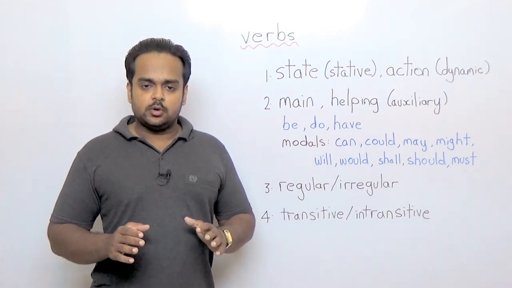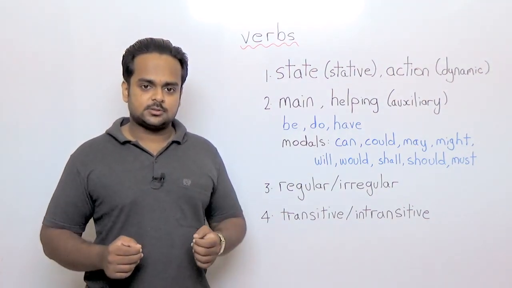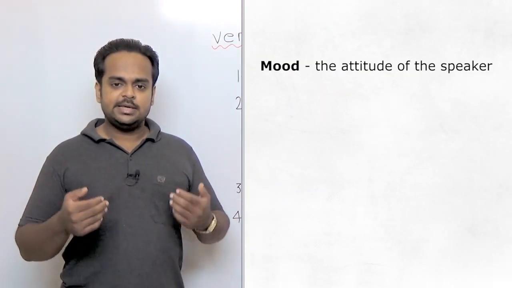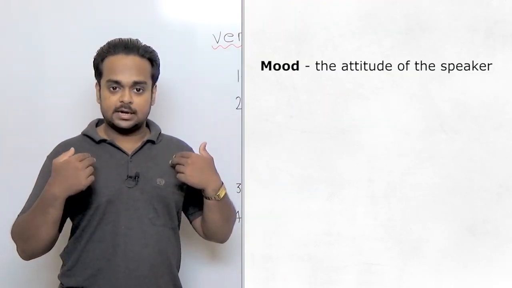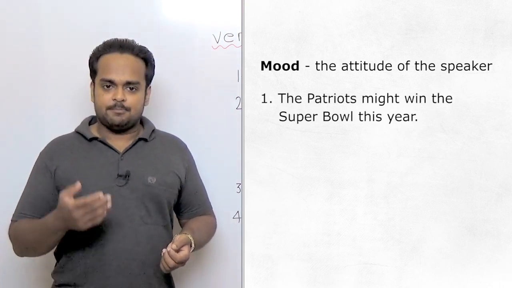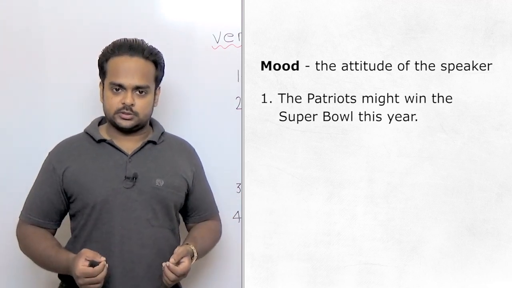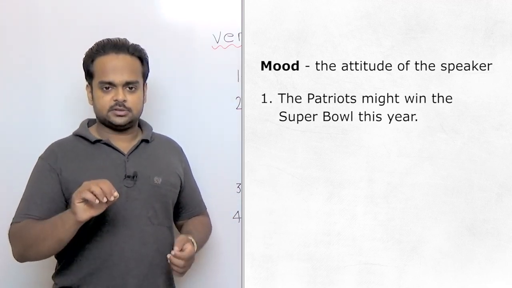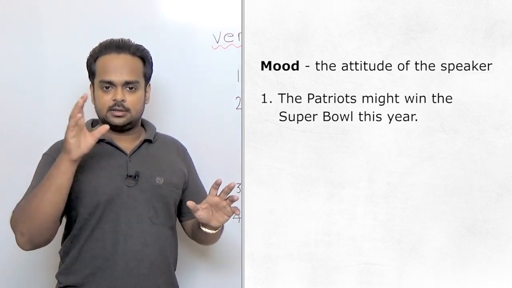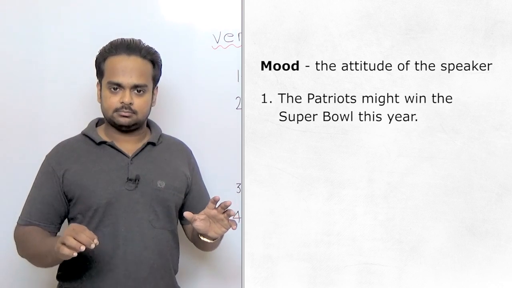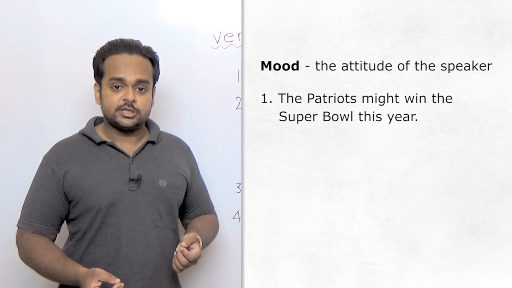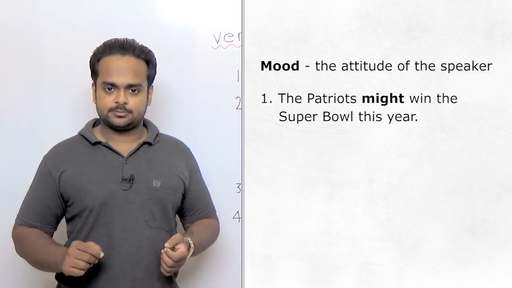Modals help us to express mood in a sentence. What is mood? In grammar, mood means the attitude of the speaker. That is the feeling I want to convey to you. For example, if I said, the Patriots might win the Super Bowl this year. If you don't know what that means, the Super Bowl is an American football tournament in the US, and the New England Patriots are a team. So I am making a prediction about the future, and I'm using the modal verb might to do that.